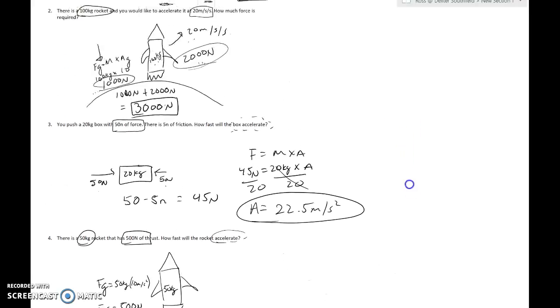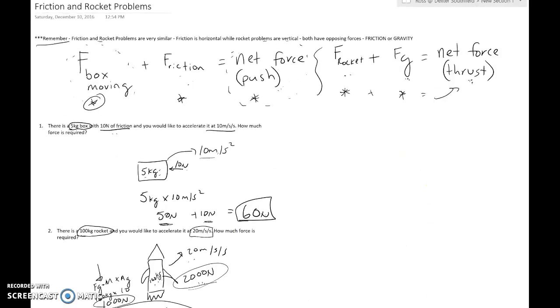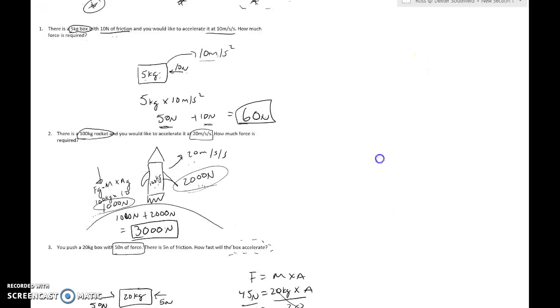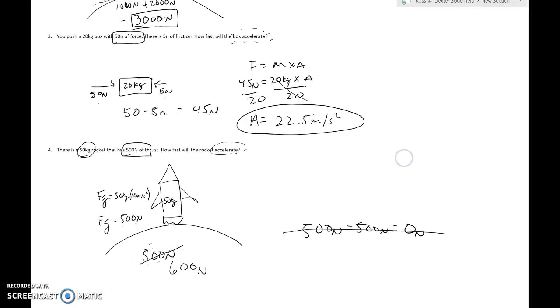How would we solve it? How would we find the acceleration? Coming back up here, we've got our net force, that's 600 newtons. We've got the force of gravity, that's 500 newtons. If we subtract that, we'll get our force of rocket. So, 600 newtons minus 500 newtons equals 100 newtons of force to accelerate that rocket after we've dealt with gravity.